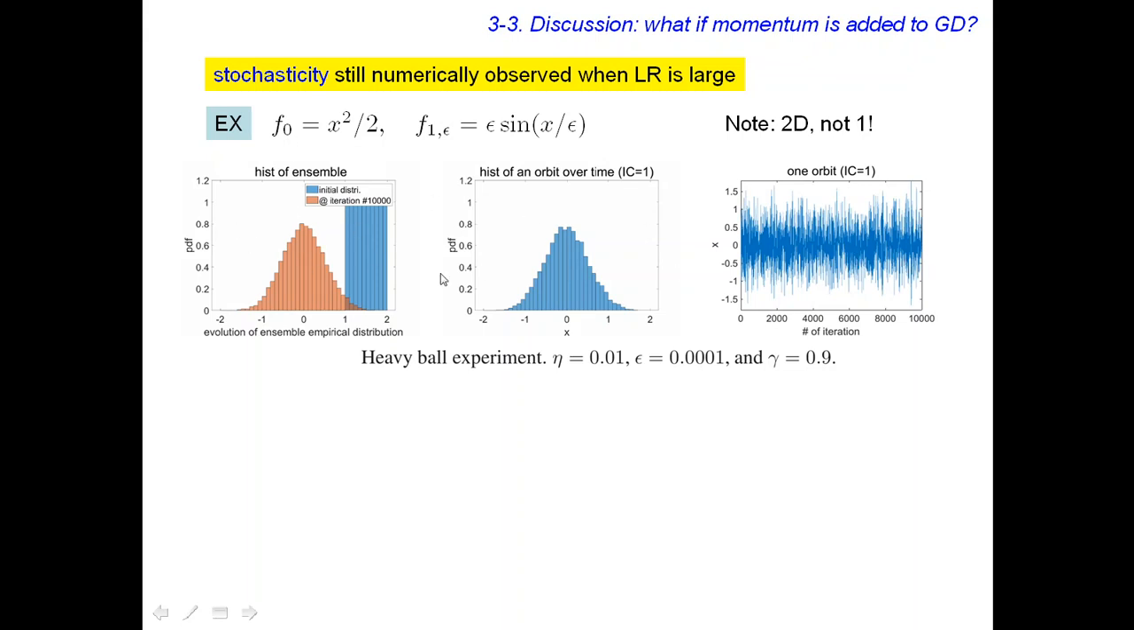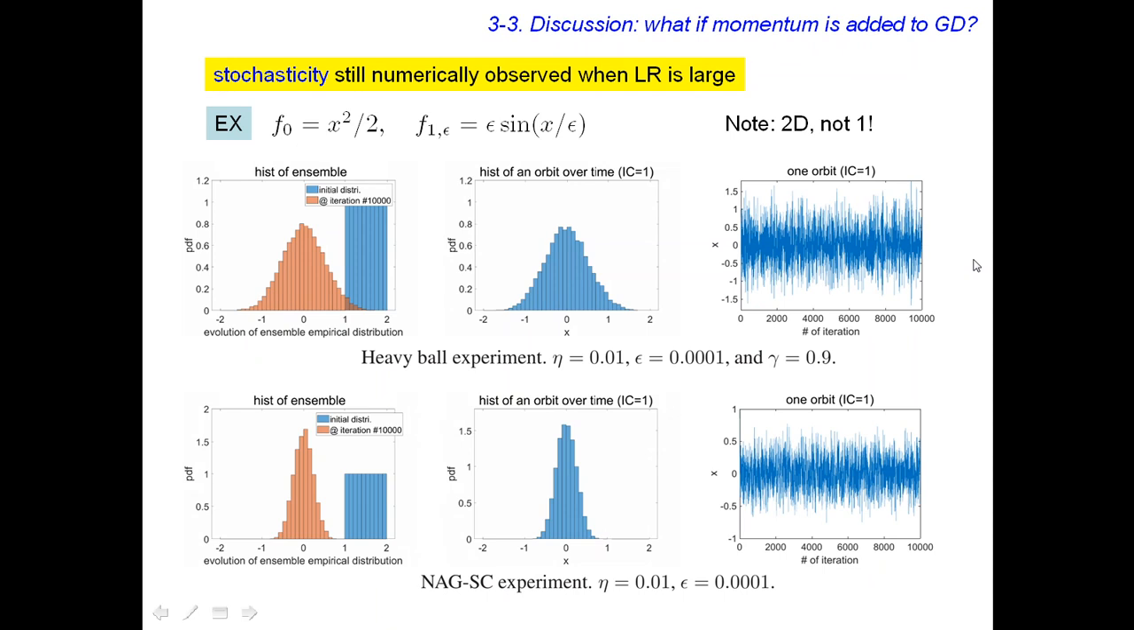And what I showed you here is the experimental result of the heavy ball method, which is one popular way of adding momentum. It's not the only way to add momentum. Here is another way. NAG-SC stands for Nesterov accelerated gradient for strongly convex functions. That's another popular way to add momentum. And you still have stochasticity. The variance of the limiting distribution is different from the one above, for good reason, roughly speaking just because of the rescaling effect of the step size, but you again have stochasticity.